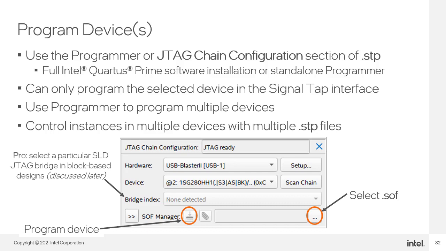It is possible to debug multiple devices on the same JTAG chain at the same time. To do this, multiple .stp files are required, one for each device on the JTAG chain. Program each device using the programmer or the JTAG chain configuration pane in each SignalTap file window. Since the SignalTap file is separate from a design, it is not necessary to open the entire design project for each device.